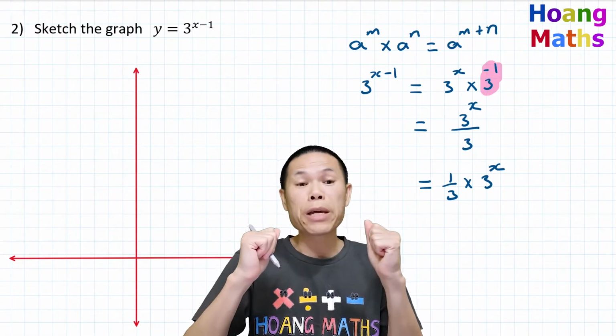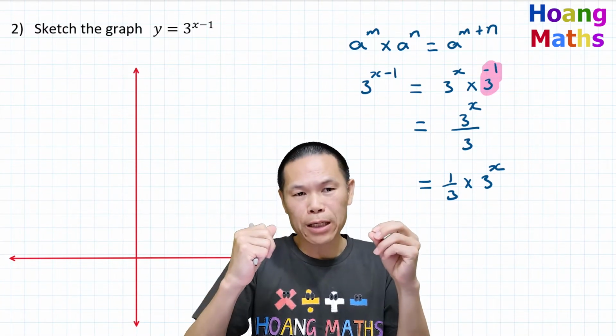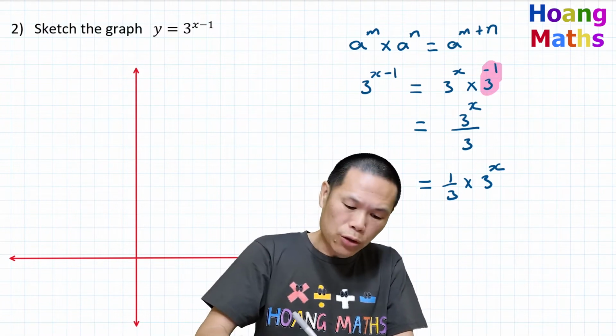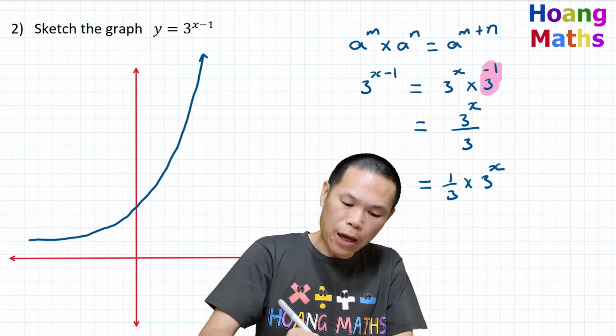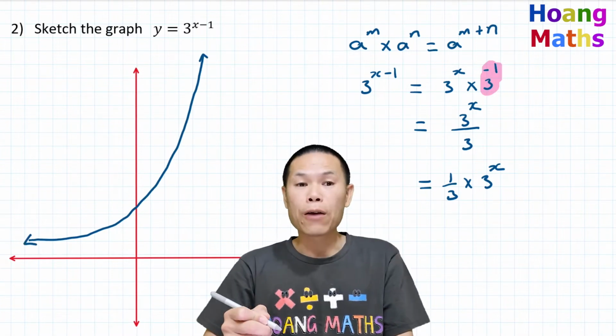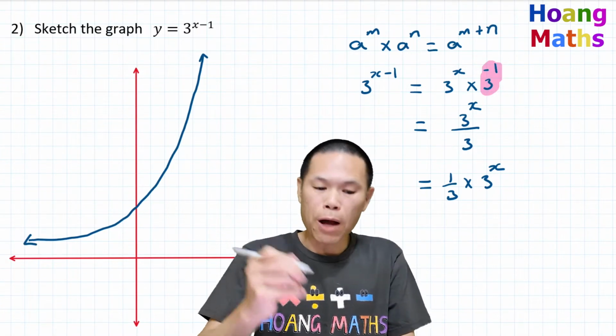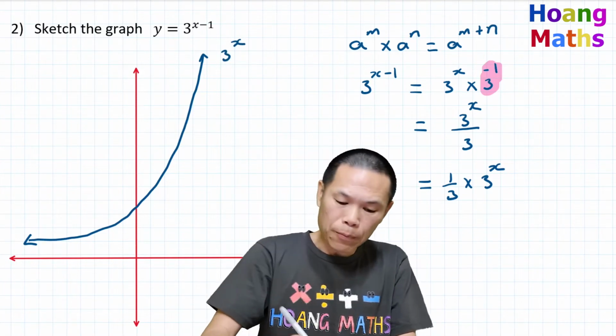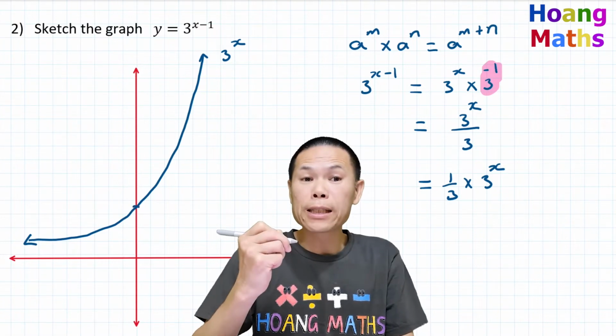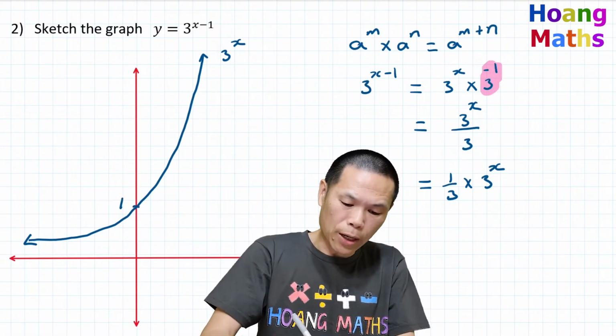Again, we need to know the behavior of 3 to the power of x first. And we know that 3 to the power of x is like this. It's just a quick sketch. So the behavior of this graph is this, for 3 to the power of x. So let me just write this down. This is 3 to the power of x. So therefore, the y-intercept is here. When x is 0, y equals 1. So this is 1 here.